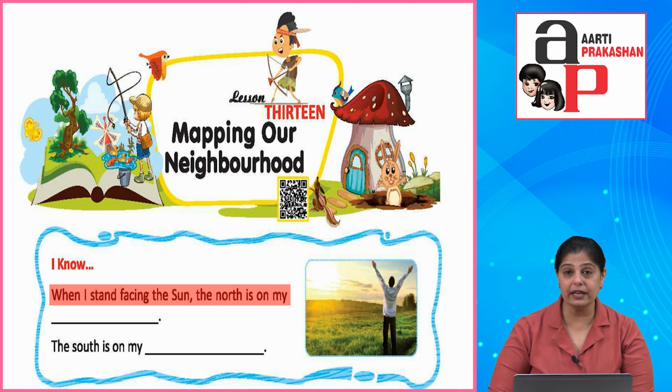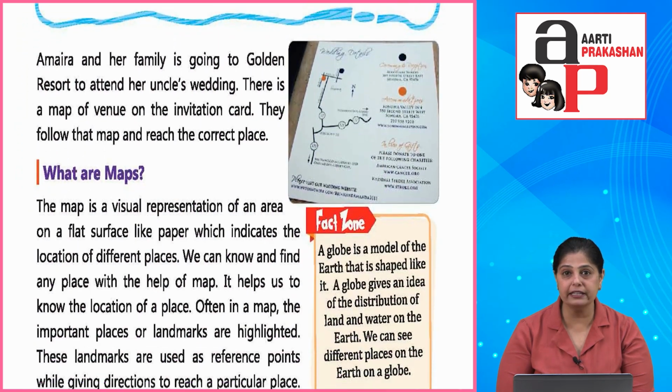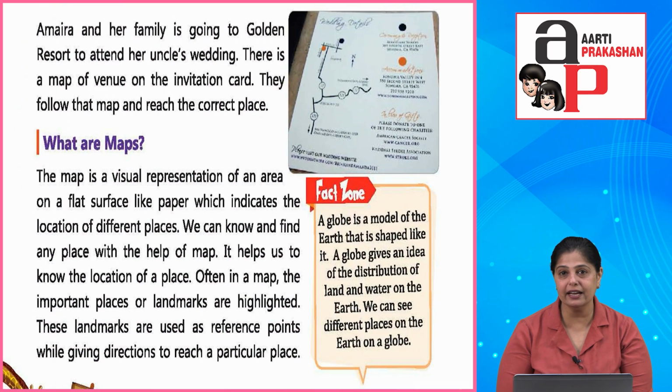Okay, so I know when I stand facing the sun, the north is on my... Okay, find out where is the north. Okay, and the south is on my... That's what you have to find out. We've done this in our previous class. Okay, so Amira and her family. Remember one thing, children. East is always, okay, where we stand, we always face towards the east when we are standing. And then, उसके बाद आपको find out करना है कि आपके right में क्या है, आपके left में क्या है और आपके पीछे क्या है.